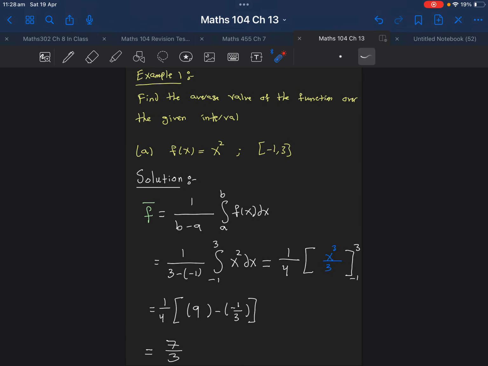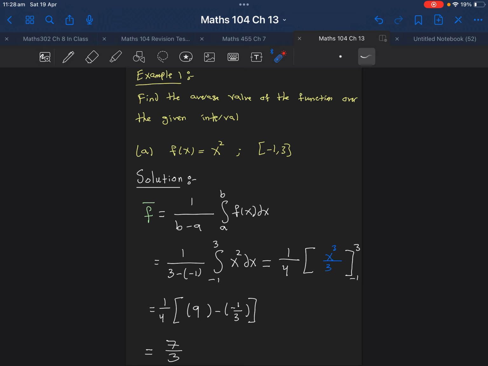So again, let me just repeat what I said. The average value of a function is given by this formula here. It is the definite integral, and then we divide by b minus a. In this example, my function is x squared, so the integral is x cubed over 3. Then we substitute once with 3 and once with -1, so we get this one. Of course, the length of the interval is 4. If we do it with the calculator, we get 7 over 3.